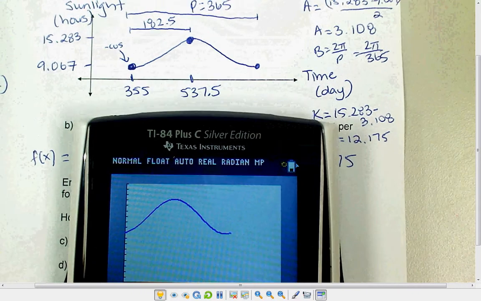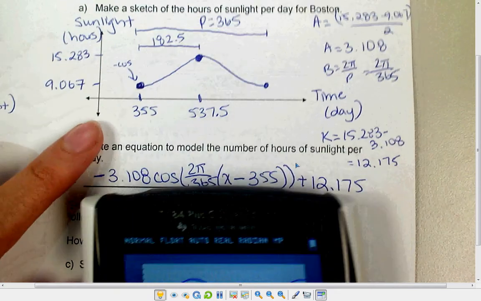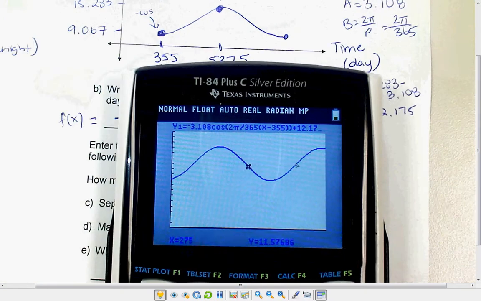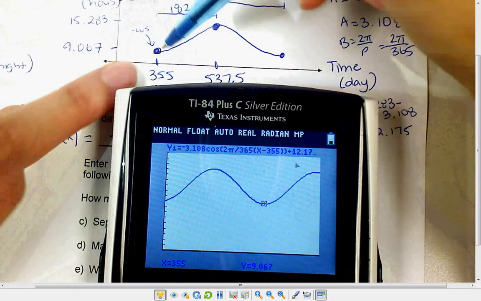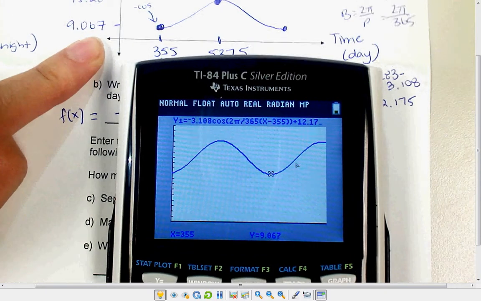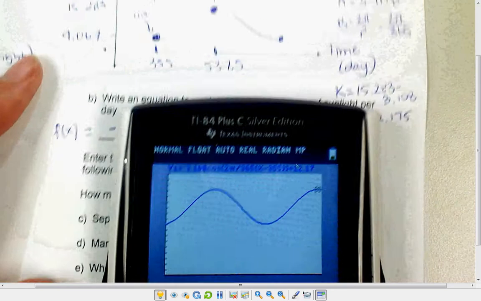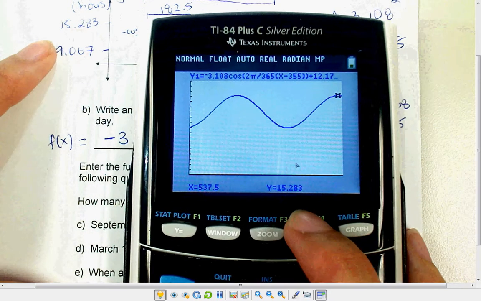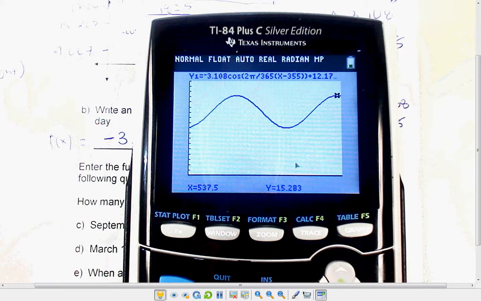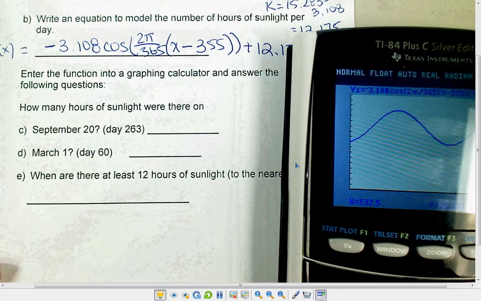So again, just to make sure that my equation is correct and that I typed it into my calculator correctly, I'm going to spot check these 2 points right here. So I'm going to press trace. I'm going to first type in 355, and that should give me 9.067, which yes it does. So far so good. And then I'm going to type in 537.5, press enter, and that should give me 15.283, which again, yes it does, which means that my equation is correct. So now we can use this to answer our last questions.